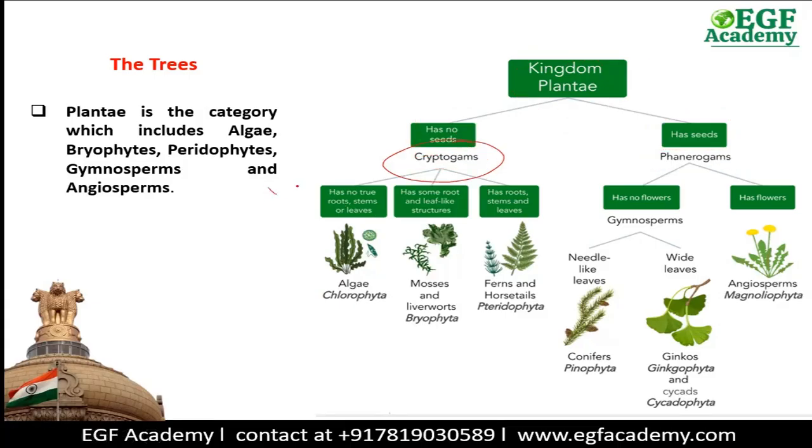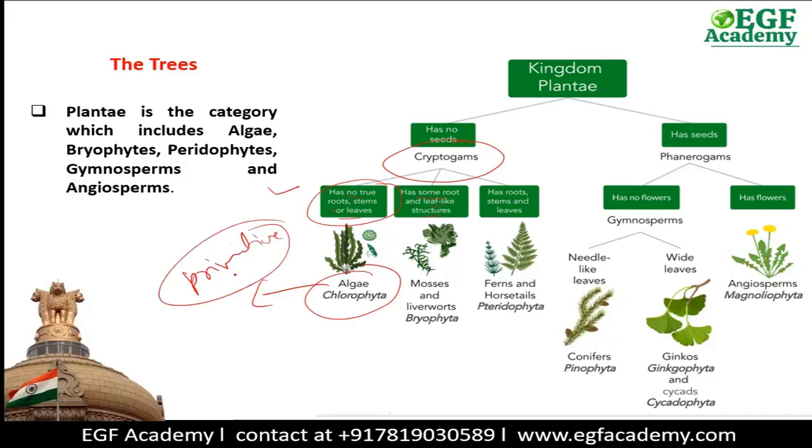Now cryptogams means non-seeded plants. Cryptogams are of 3 types. The first one is those which have no true roots, stems or leaves, for example, algae. These are the primitive plants. Then there are mosses, liverworts, bryophytes. In these plants, some roots and leaf-like structures are present. Then there is the third category. They have true roots, stems and leaves. This category includes ferns, horsetails, pteridophyta. So these are cryptogams. These plants have no seeds.